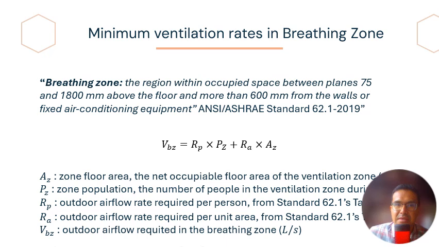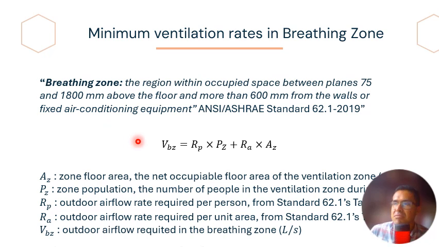Before showing you the recommended rates for different types of room, I want to talk about this very important definition, that is the breathing zone. The breathing zone is the region within the occupied space that is within 75 to 1,800 millimeters above the floor and more than 600 millimeters from walls or fixed air conditioning equipment.